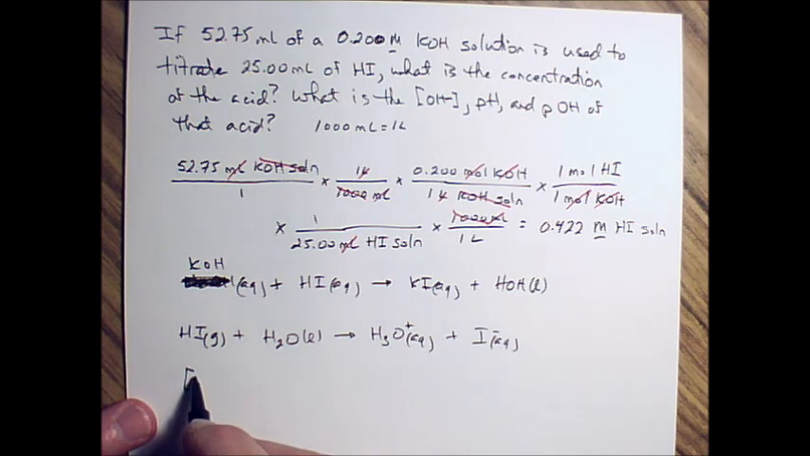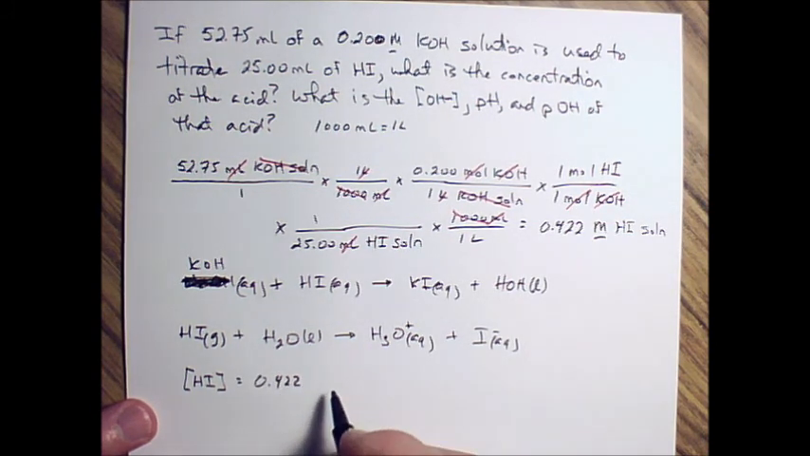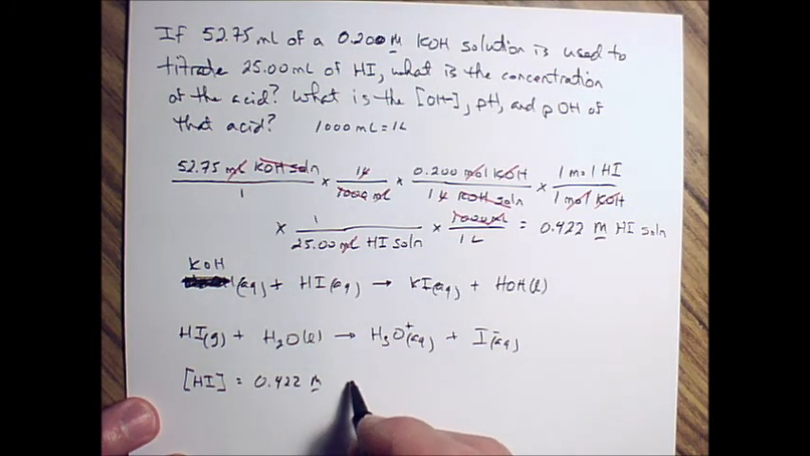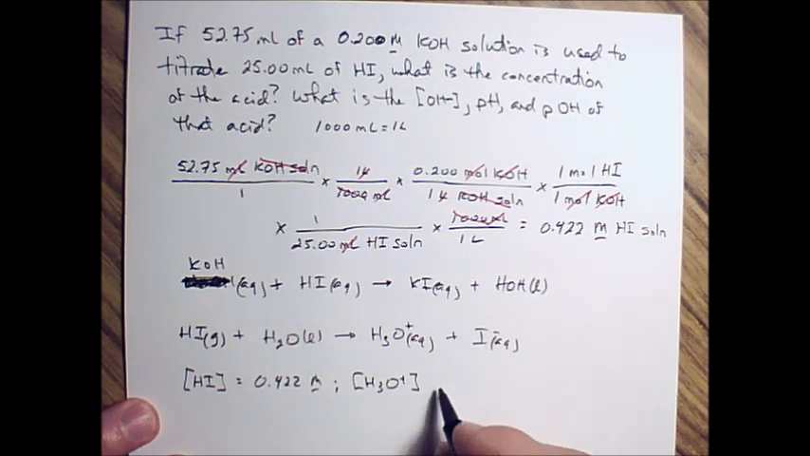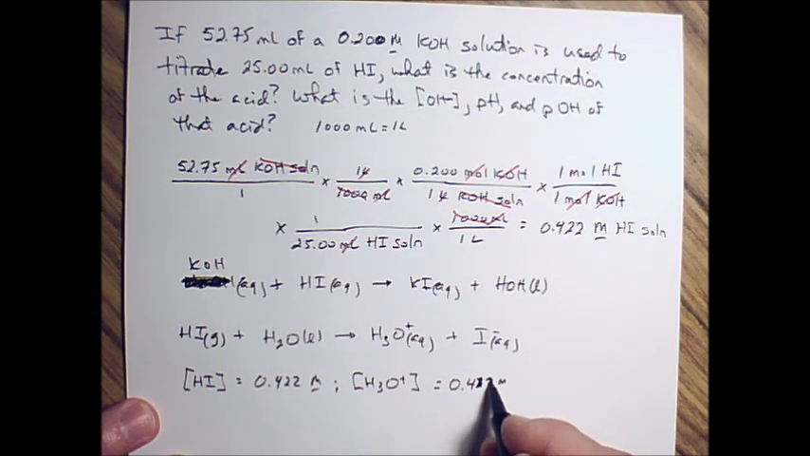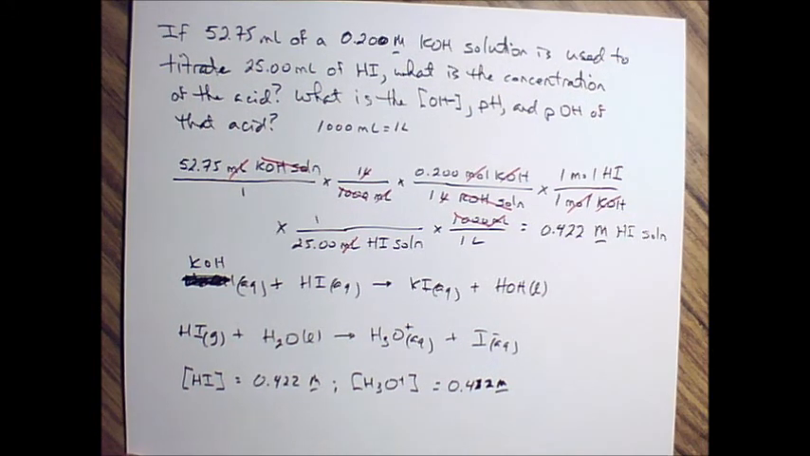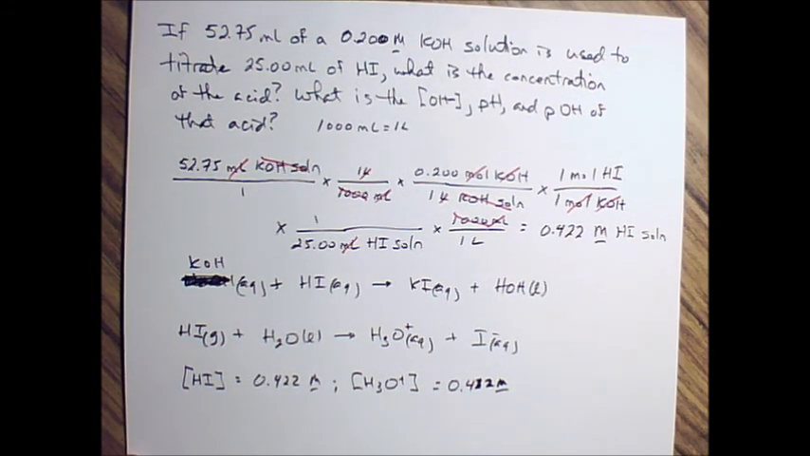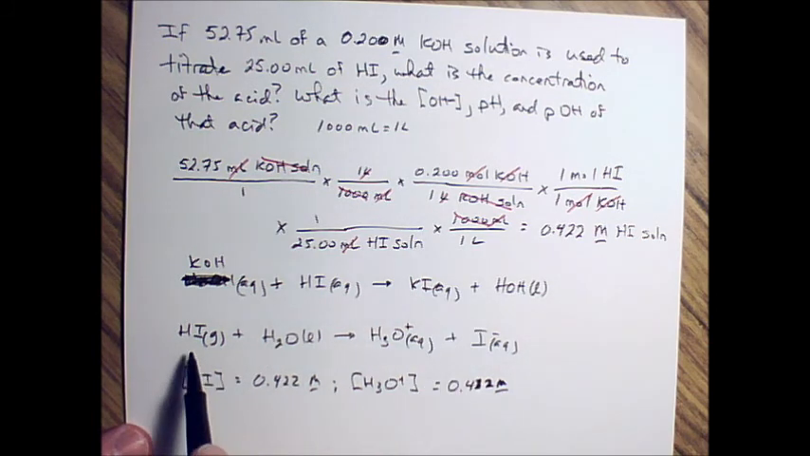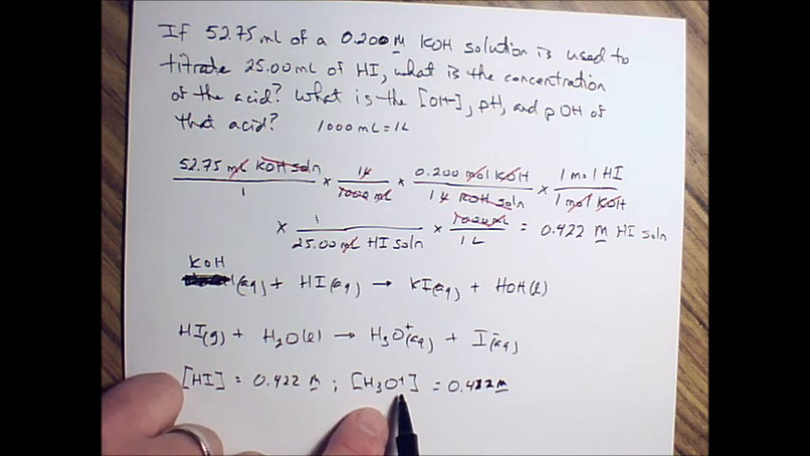So if the hydroiodic acid concentration is 0.422 molar, because it's a strong acid, the hydronium ion concentration for that acid is also 0.422 molar. Because it's a strong acid and it's monoprotic, meaning it only has one hydrogen to dissociate, whatever this concentration is, that's what this concentration is going to be.